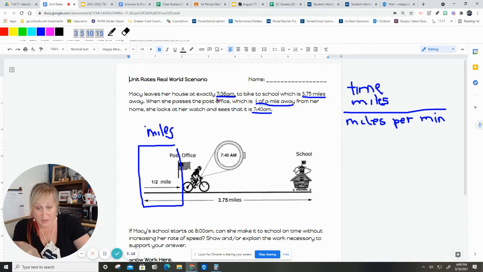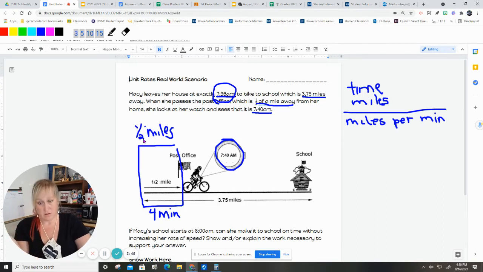Well, I could look. That's what this 7:36 and 7:40 comes from. So how long did it take her to get that 1/2 of a mile? I have to do 7:36 to 7:40. So I'm just going to count in my head: 36, 37, 38, 39, 40. Oh, 4 minutes. Okay. So 4 minutes, she went 1/2 a mile. Now I might have something to work with.